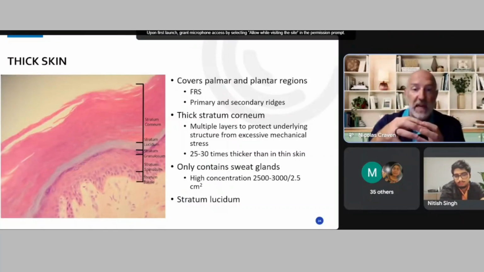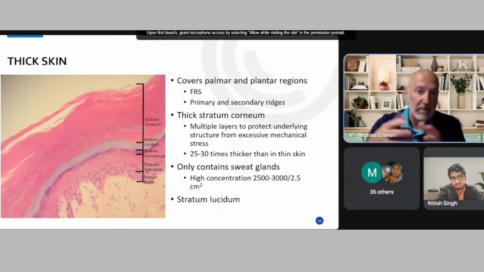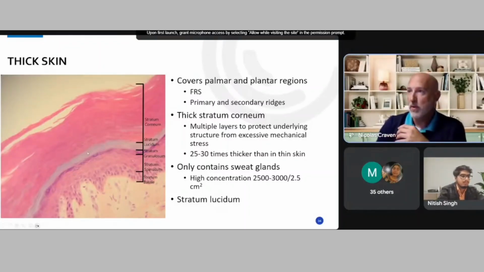And it tends to be 25 to 30 times thicker than in thin skin. The stratum corneum tends to be 25 to 30 times thicker than in thin skin, okay? And then, as I mentioned before, there's only sweat glands in thick skin or on that friction ridge skin, and it's highly concentrated, where you have between 2,500 and 3,000 sweat pores or glands per 2.5 centimeters squared. So much more densely populated sweat pores and sweat glands. And then the stratum lucidum is part of thick skin, and you can see it where I was talking about before, where it's like a transparent layer. So it's a thin layer of essentially see-through cells, or cells that you can see through.